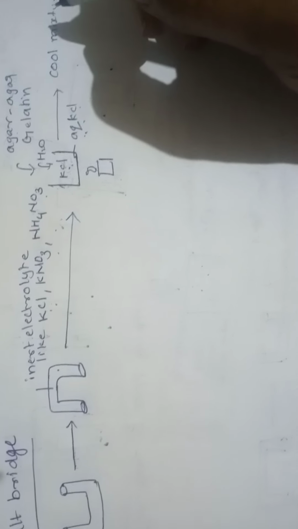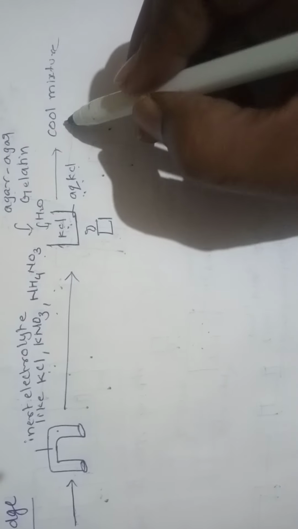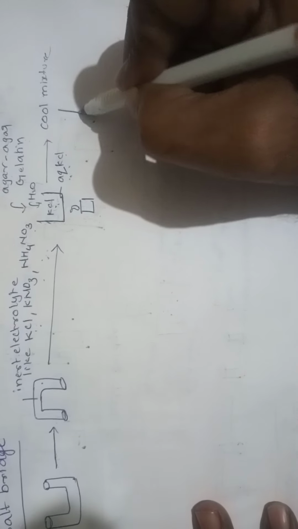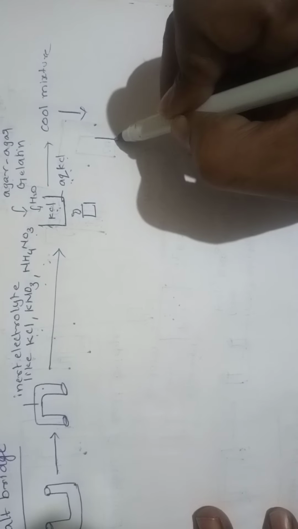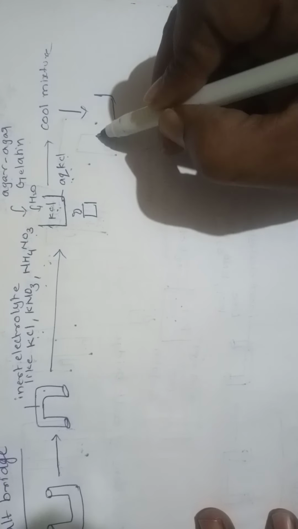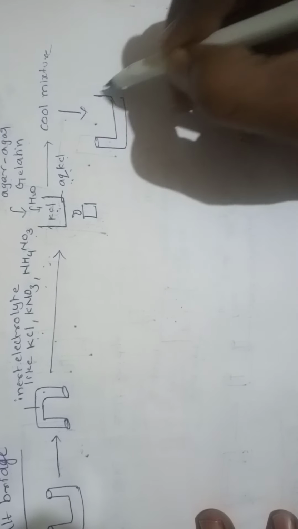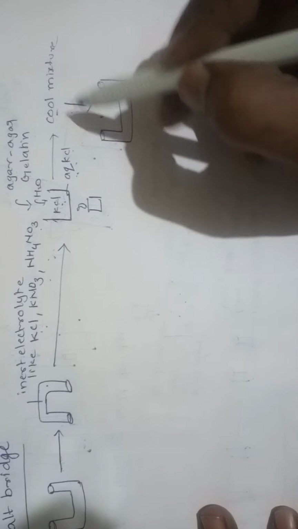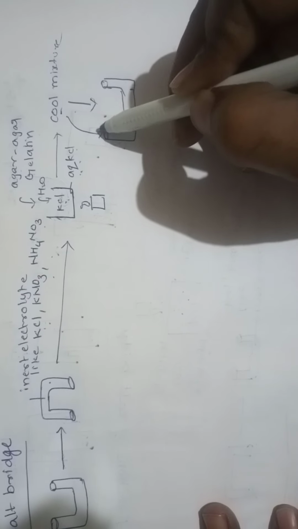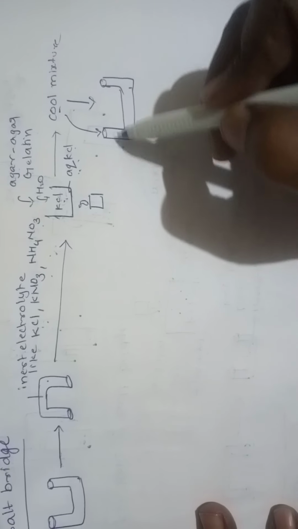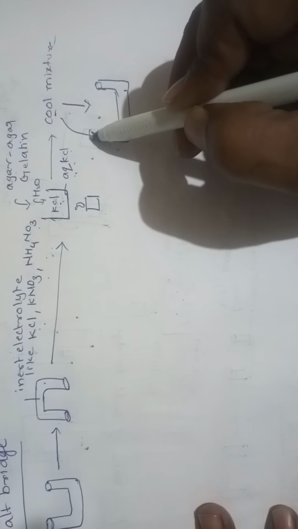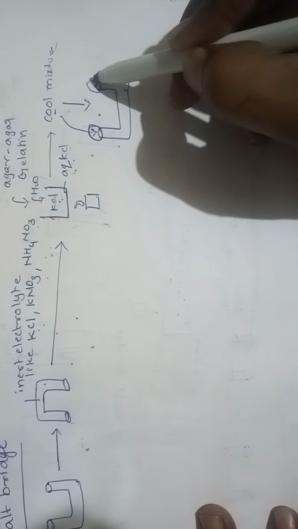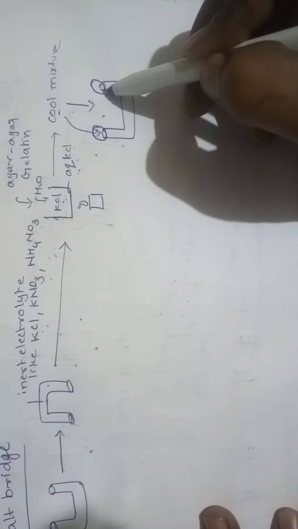After cooling this mixture, you have to fill it in the salt bridge. So this is your salt bridge, the inverted U-tube. The cooled mixture you have to fill from here. After filling this, you need to plug it with cotton. The cotton avoids the diffusion of this mixture.